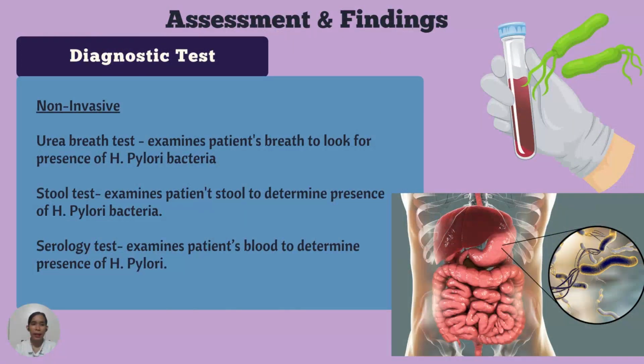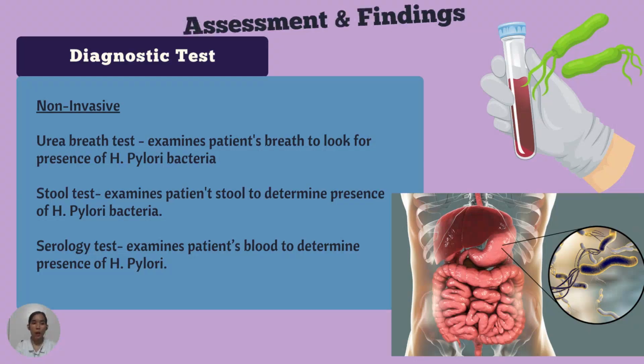Now we have the non-invasive tests, which don't require slicing the skin. We have the urea breath test, which examines the patient's breath to look for the presence of H. pylori bacteria. And we have the stool test, which examines the patient's stool to determine the presence of pylori. And lastly, we have the serology test, which examines the patient's blood to determine the presence of pylori.